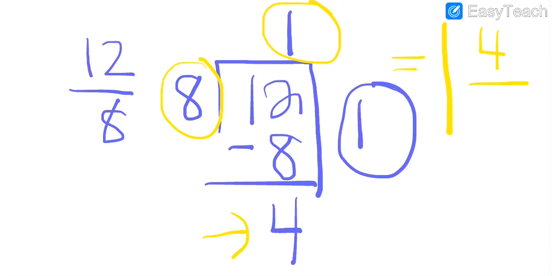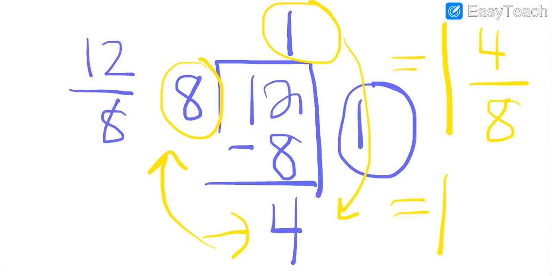And the divisor would be the denominator. So the mixed number is 1. I kind of like do this, little arrows to remind myself. 1 and 4/8. By the way, 1 and 4/8 is also equivalent to 1 and 1/2.